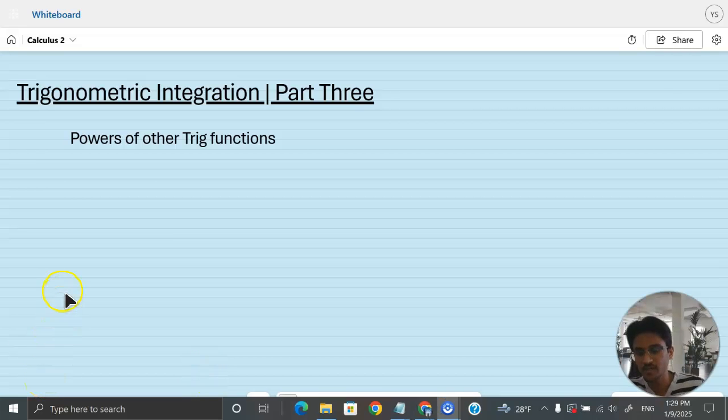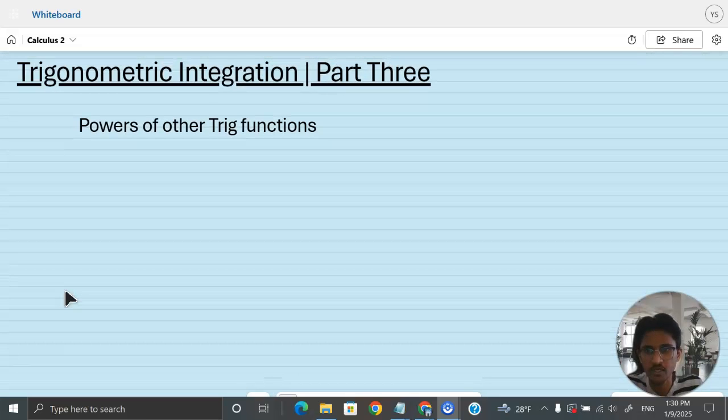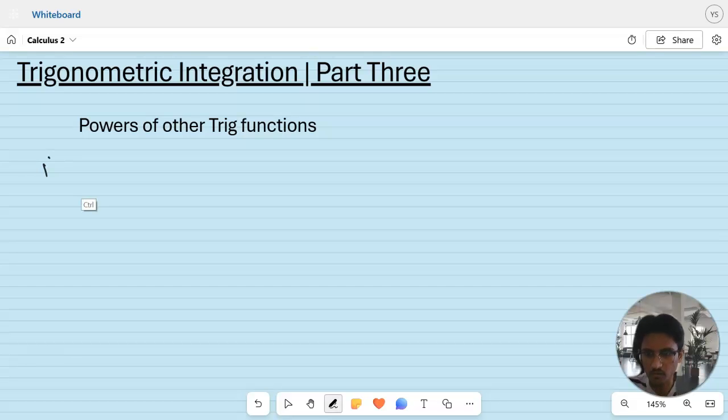Alright guys, let's talk about what happens when we have powers of different trig functions. Again, this is part 3 of our tackling of trigonometric integration. We've done sine, cosine, all the cases for them, and now we're going to have a look at powers of other trig functions. The remaining trig functions that we have to look at are tangent and secant.